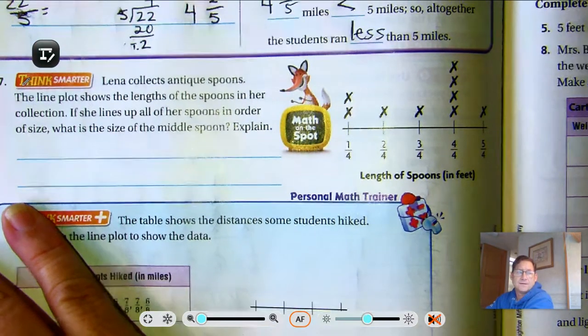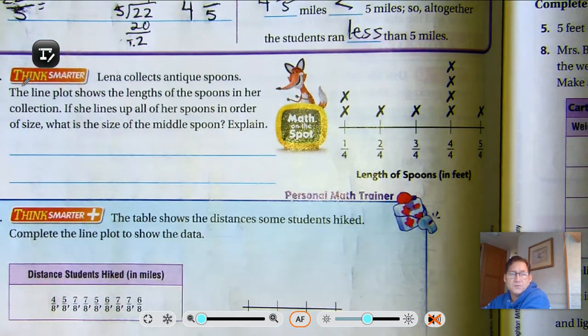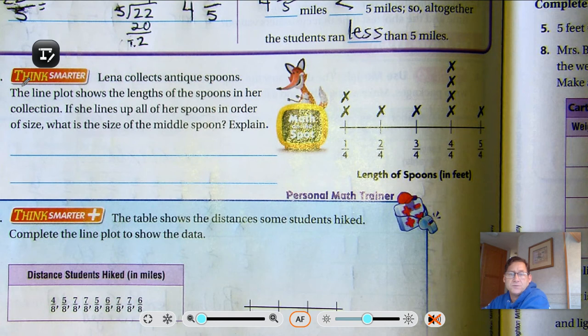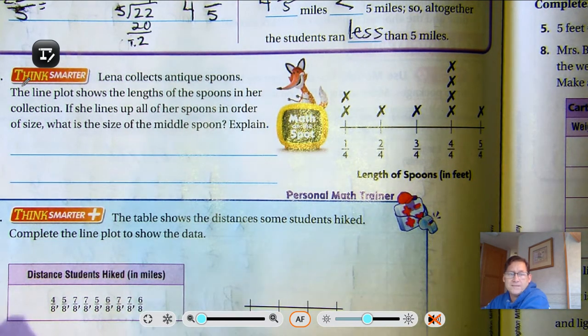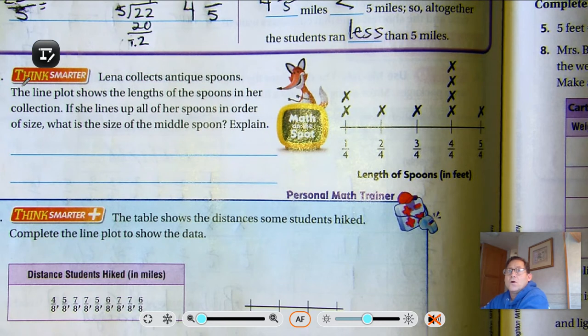All right, number 7. Lena collects antique spoons. The line plot shows the lengths of the spoons in her collection. If she lines up all of her spoons in order of size, what is the size of the middle spoon? Explain. Okay, so this is a concept known as the median value. So we want to find the middle number of all the data points.